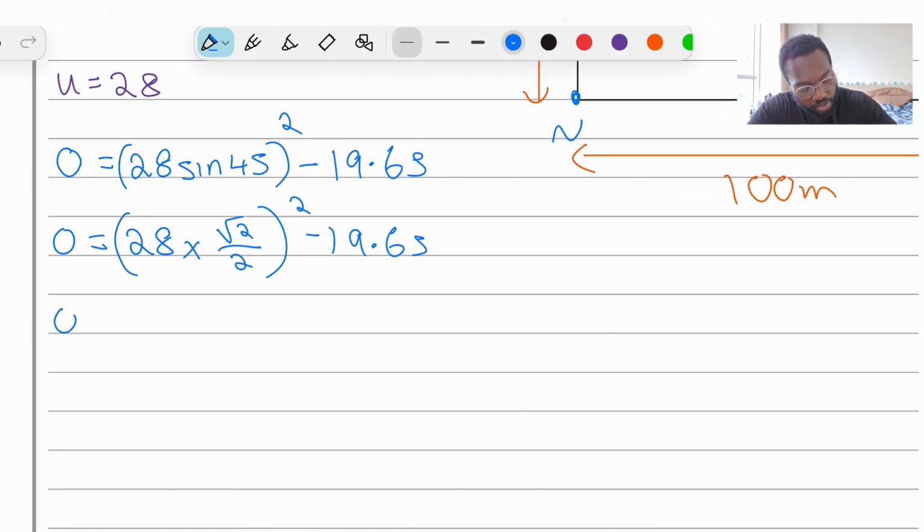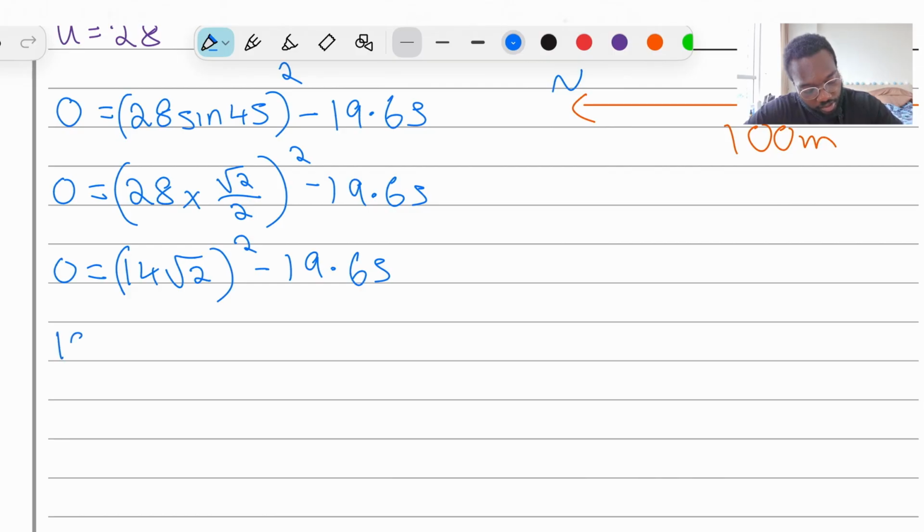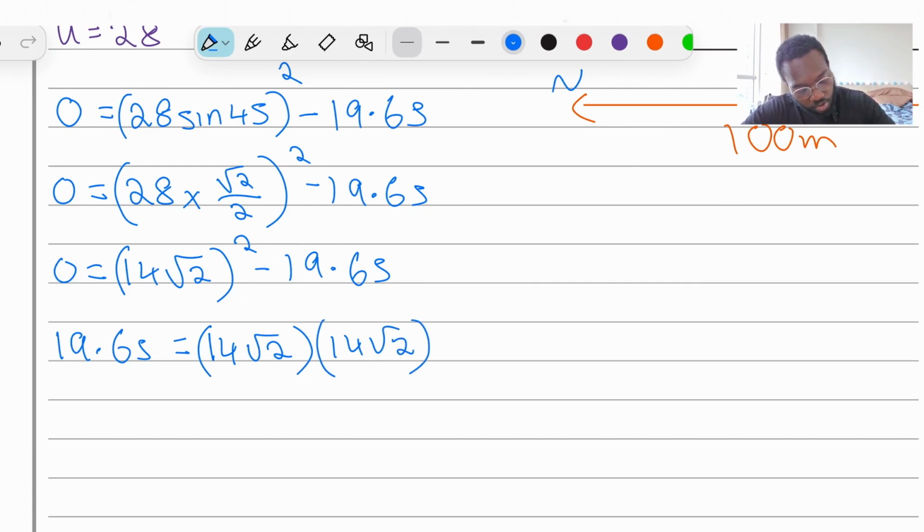So therefore we get 0 is equal to, well, that'll be 14 root 2 squared minus 19.6 s. Let's bring that 19.6 s to the other side, so it's positive. And now we have this 14 root 2 squared. Well, what is 14 root 2 times 14 root 2? Well, what would that be?